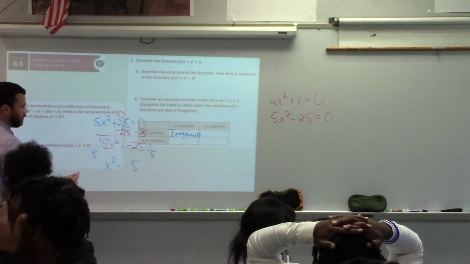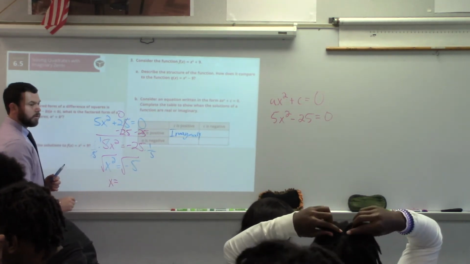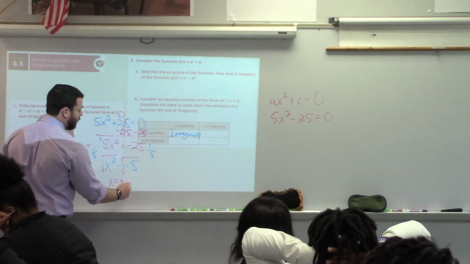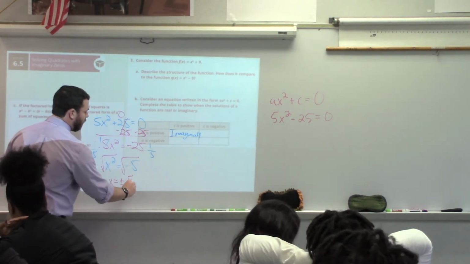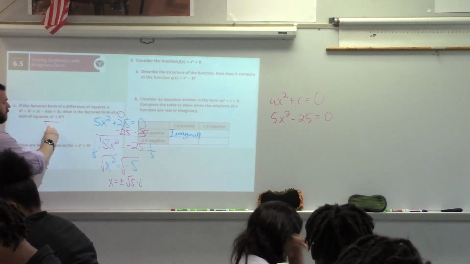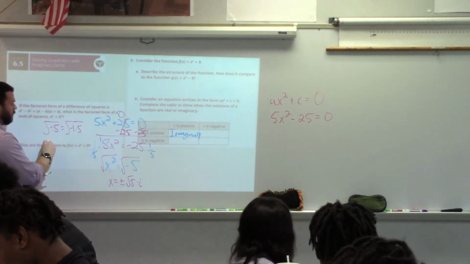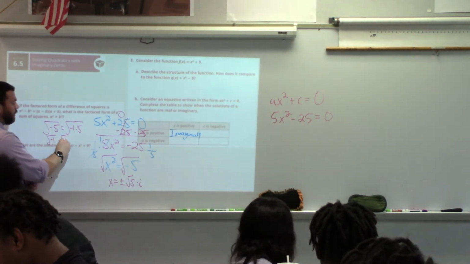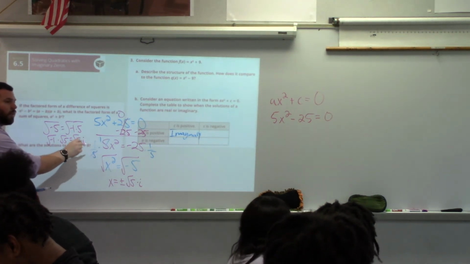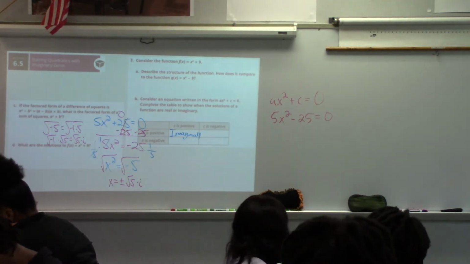Now square root. So x would equal plus or minus the square root of negative 5, but that would be the square root of 5 times i. Remember, that's the square root of negative 1 times the square root of 5, which is the square root of 5 times i. So, what kind of roots are they? Imaginary.